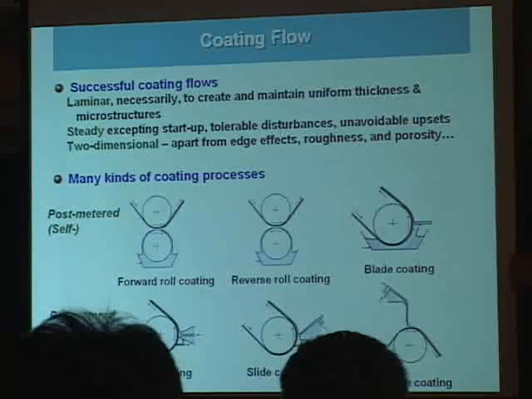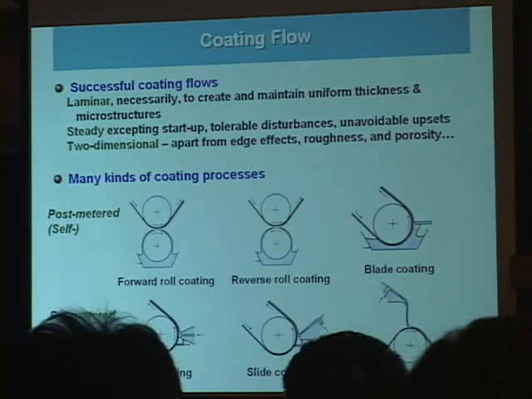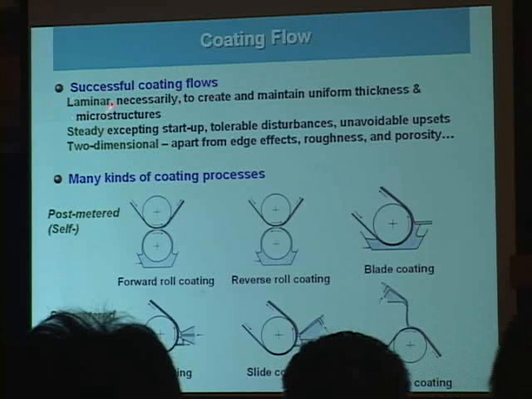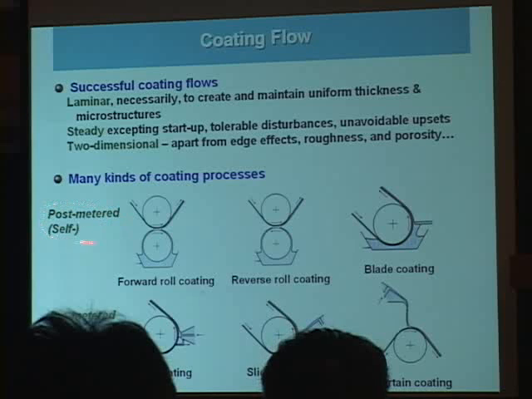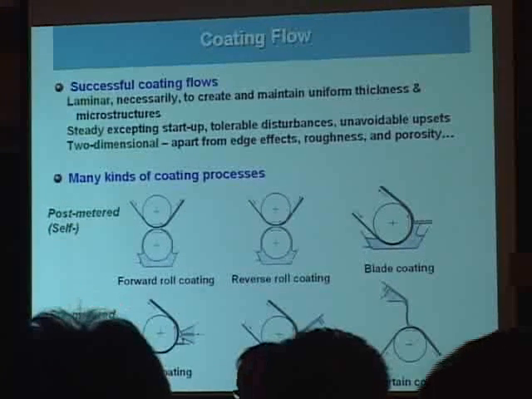For uniform coating as the final goal of coating processes, the coating flow should be laminar, steady, and two-dimensional. There are many kinds of coating processes as shown here. For example, the forward roll coating, reverse roll coating, and blade coatings as self-metered or post-metered coating processes, and slide and curtain coatings as pre-metered coating processes.